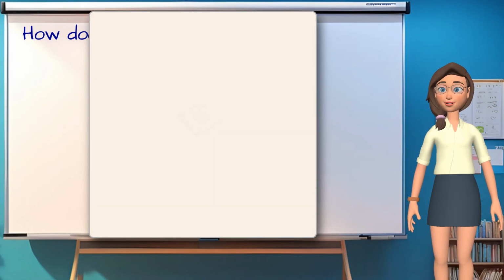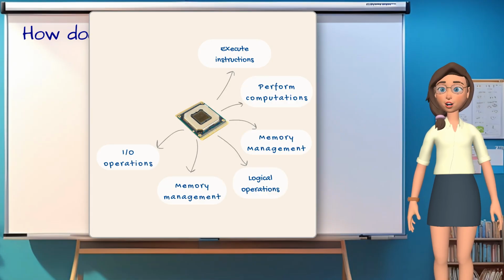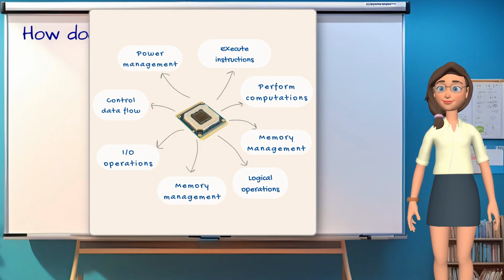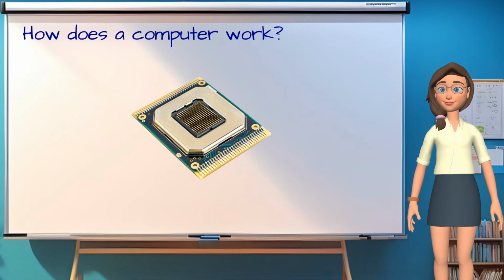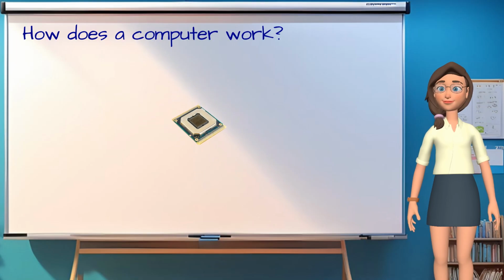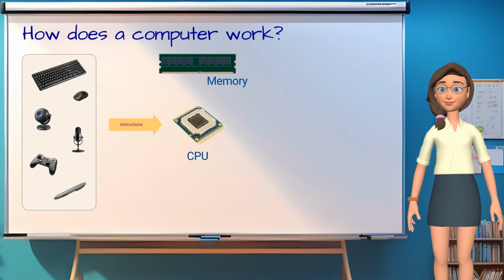In the same way, the CPU controls all the aspects of computer operations such as computations, memory, data flow, and others. Let's dive deeper into how the CPU works. When the CPU receives instructions from an input device, the CPU will store the instructions in memory.